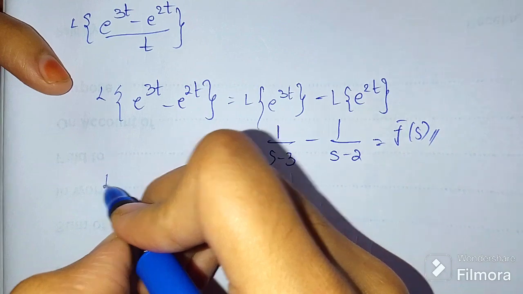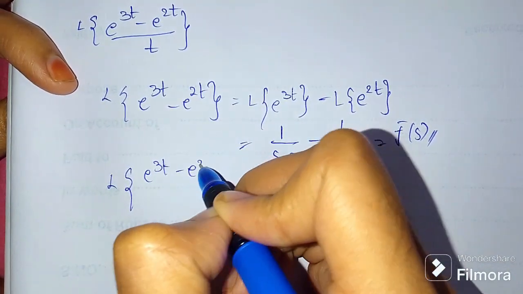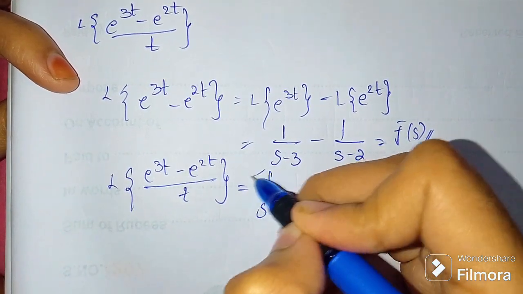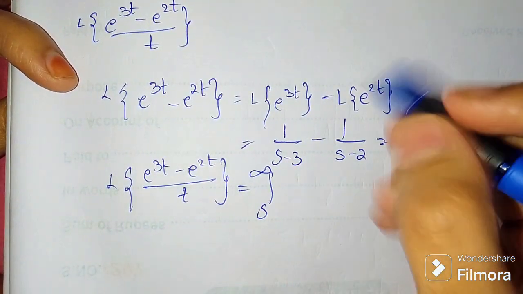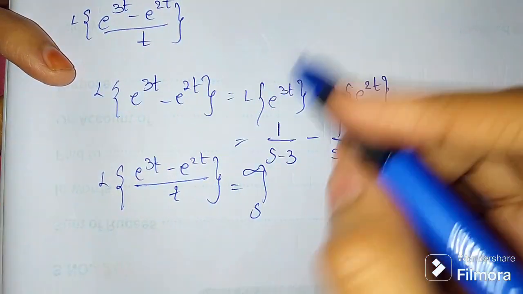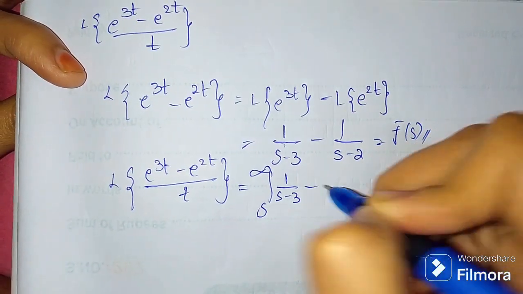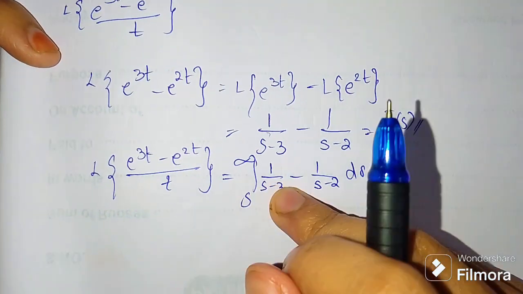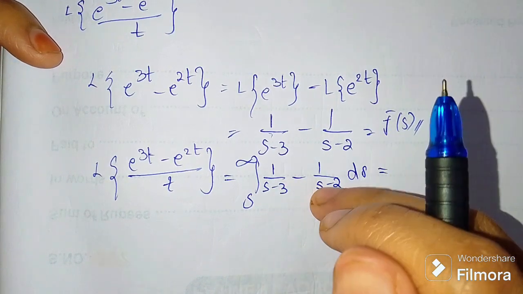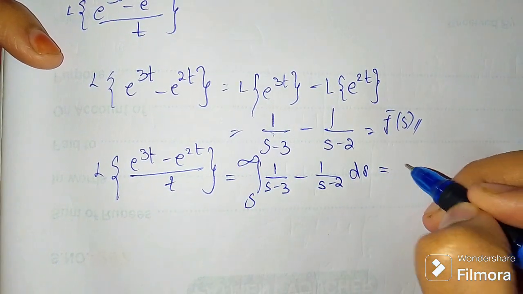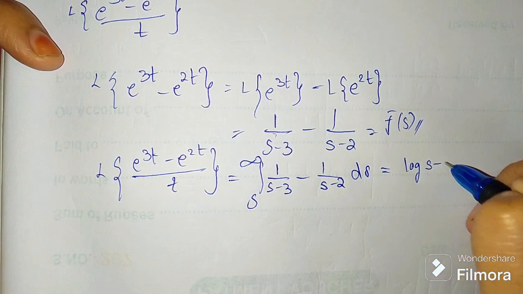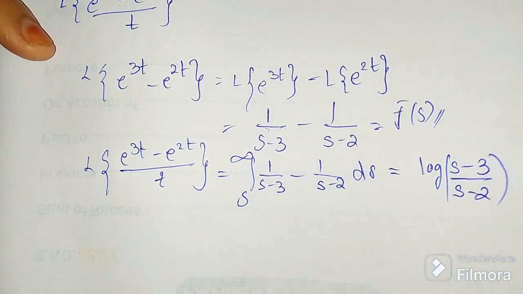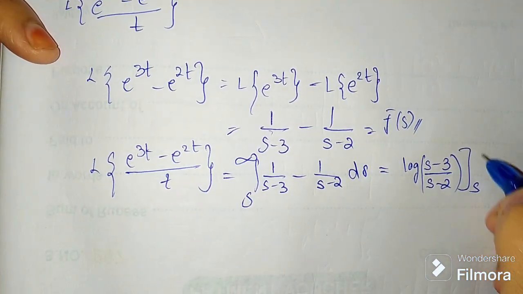So now I have to write Laplace of e power 3t minus e power 2t by t. So what will this be? Integral s to infinity f bar of s. What is my f bar of s? This term, ds. So now see, what is integration of 1 by s minus 3? Log, right? Log s minus 3. Log s minus 3 minus log s minus 2. Directly I am writing like this. Log a minus log b is log a by b. So now we'll apply limits s to infinity.